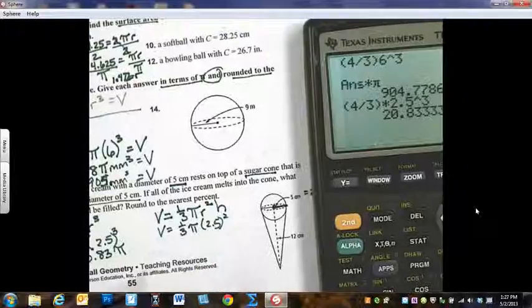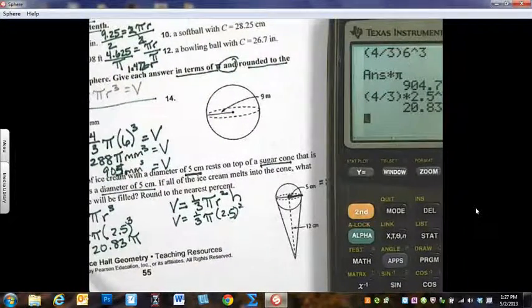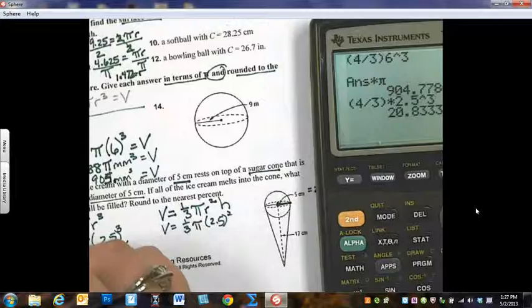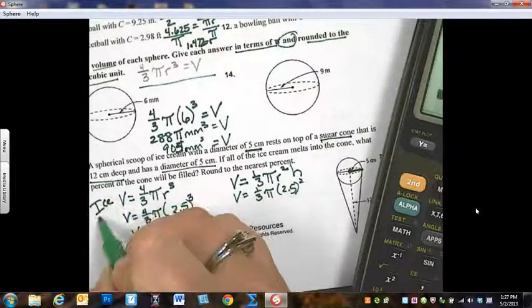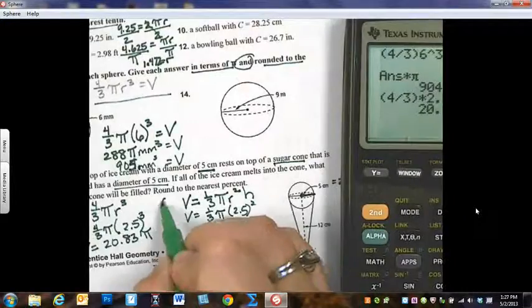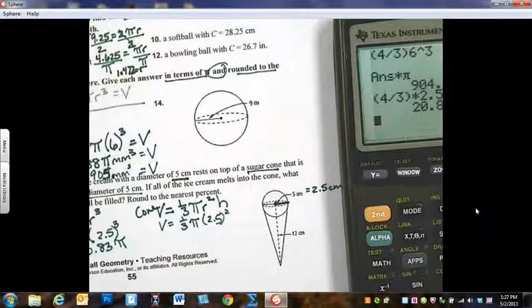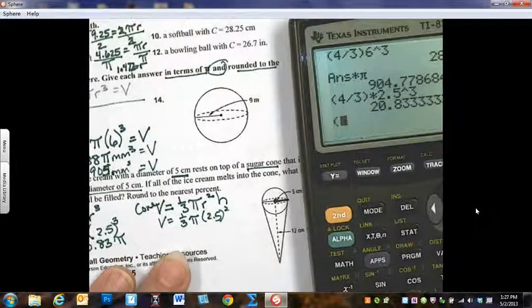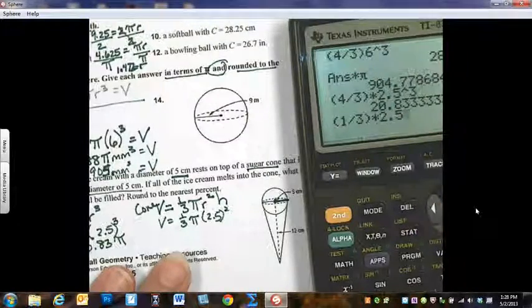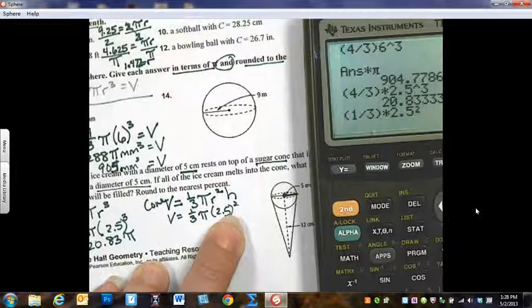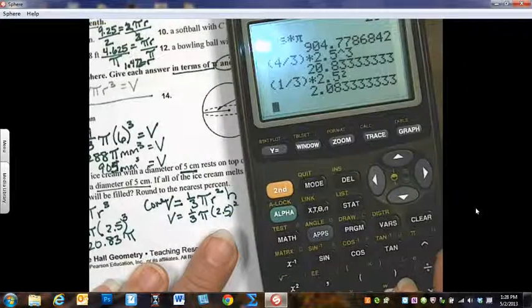And now we can come over here. We have what the volume is of the ice cream. Now we're going to find the volume, and I'll write that on here so we know. This is ice cream, and this is the cone. How do I find the volume of the cone? How much ice cream is that cone going to hold? So I take, once again, 1 divided by 3, and then multiply that by 2.5, and this answer is squared. What do we get? 2.08.